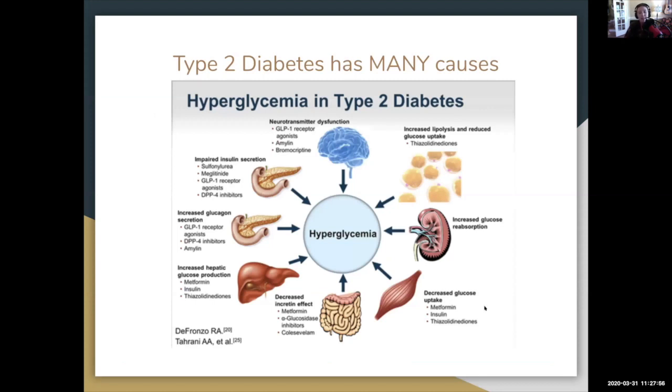Okay, so this is a really complex picture, and it's on here because, as I mentioned before, type 2 diabetes is a very complicated disease process. It's multifactorial, okay? It has many different causes. And that means that it's not just about your pancreas. Your liver plays a role, your gut plays a role, your skeletal muscle, your kidneys, your fat cells, your brain, they all play distinct roles that can contribute to the worsening of the disease.